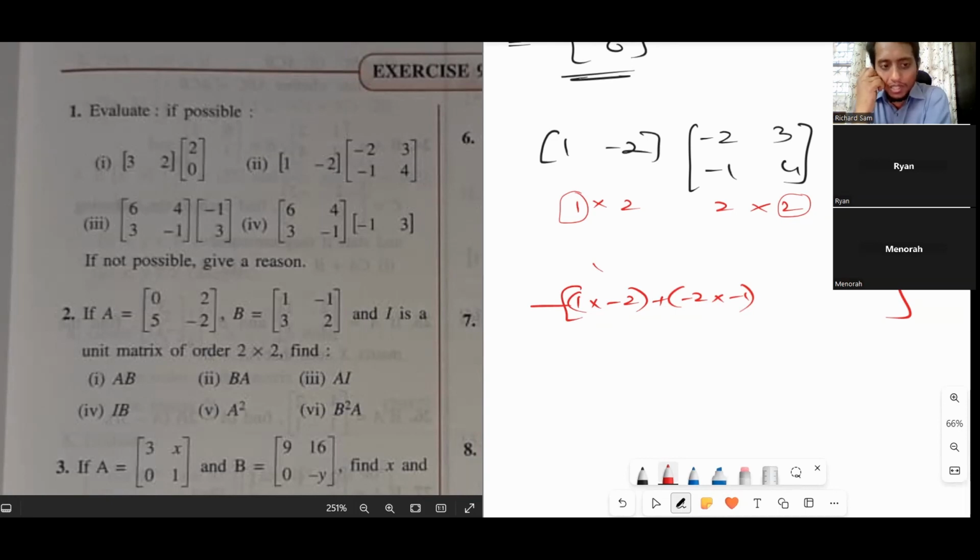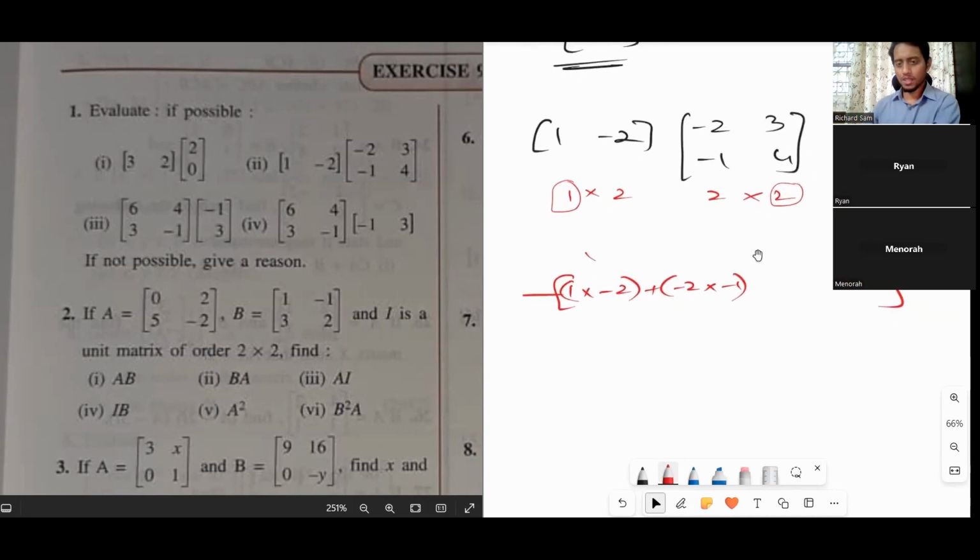We're doing multiplication of matrices. Did you do this in school? No. Okay. You want to listen? I'll just explain quickly.